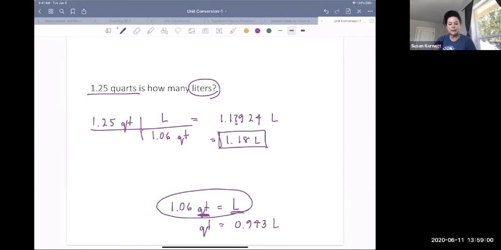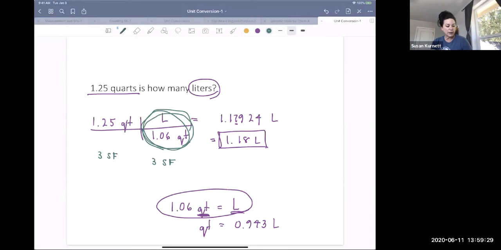Okay, so this one is different from some that we've been doing. We're starting with the measured value, and the measured value has 3 sig figs. But this relationship, even though it's the dimension of volume, goes between English and metric. It is limited in its sig figs. So if we only had a value here that was good to 2 sig figs, our answer could only have 2 sig figs.